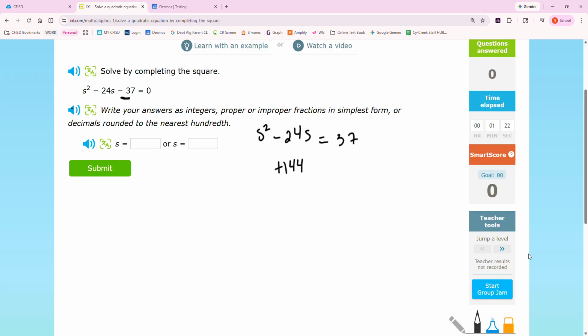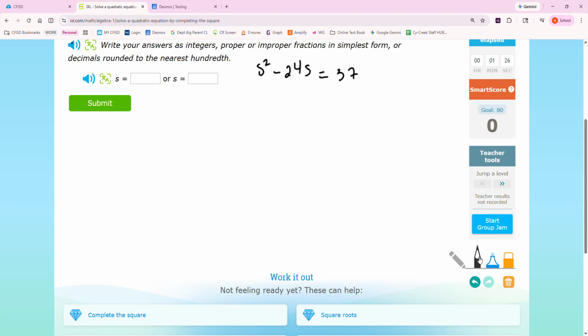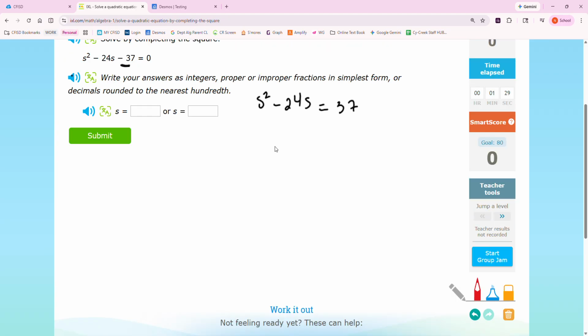So again, let me write that down. We are taking our b term, which is next to the s. So our b value is negative 24. We're going to divide that by 2, which gives us negative 12. Then we're going to square that, which gives us 144. We're then going to add 144 to both sides.